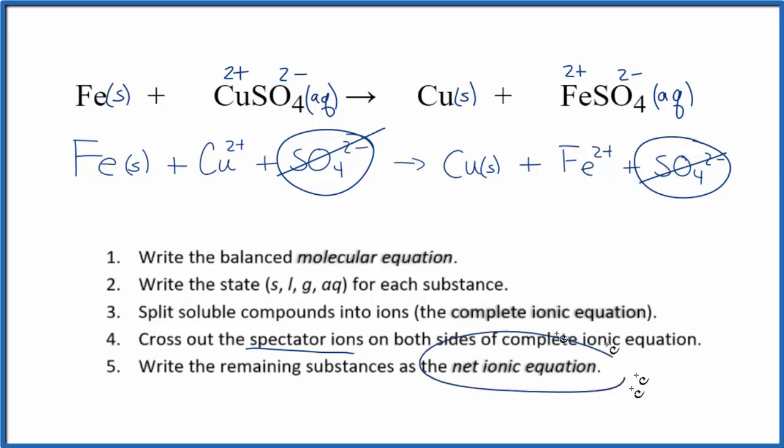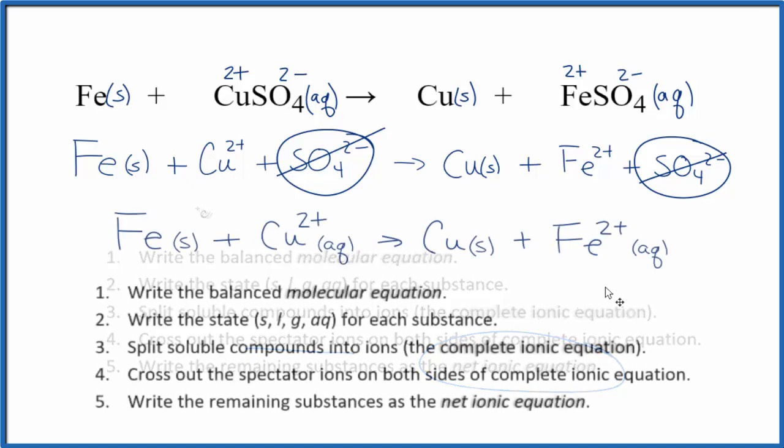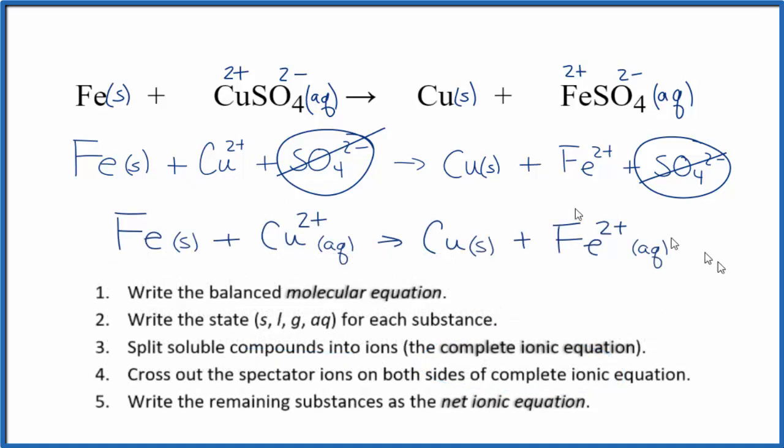So now we can write the net ionic equation for Fe plus CuSO4. That'll look like this. And this is the net ionic equation for Fe plus CuSO4 yields Cu plus FeSO4.